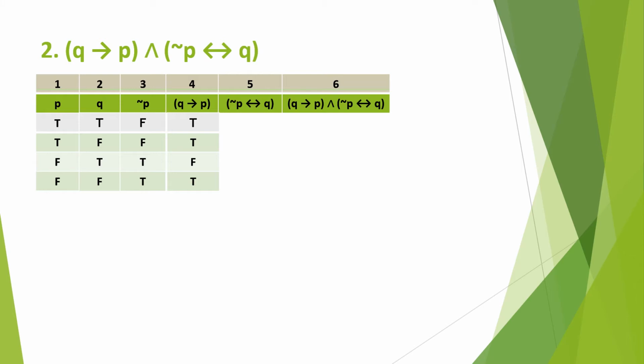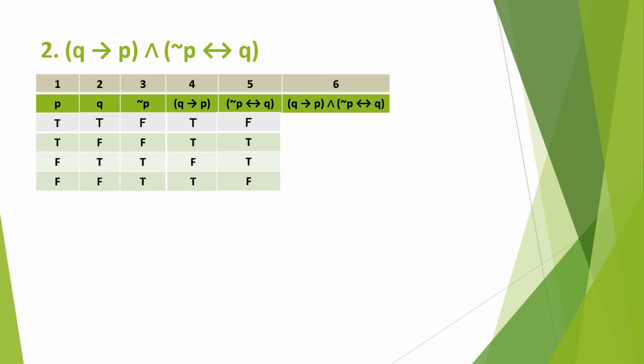Now let's consider the fifth column, negation P if and only if Q. So let's remember the rule for double implication. If both the statements have the same truth values, then it is T, and if both the statements have different truth values, then it is F. Now let's consider negation P and Q, that is column number 3 and column number 2. So the first one is TF, that is different, that means it is F. In the second one we have FF, so T. In the third one it is TT, both are the same, so that's why it is T. And in the last one we have F and T, so both are different, so that's why it is F.